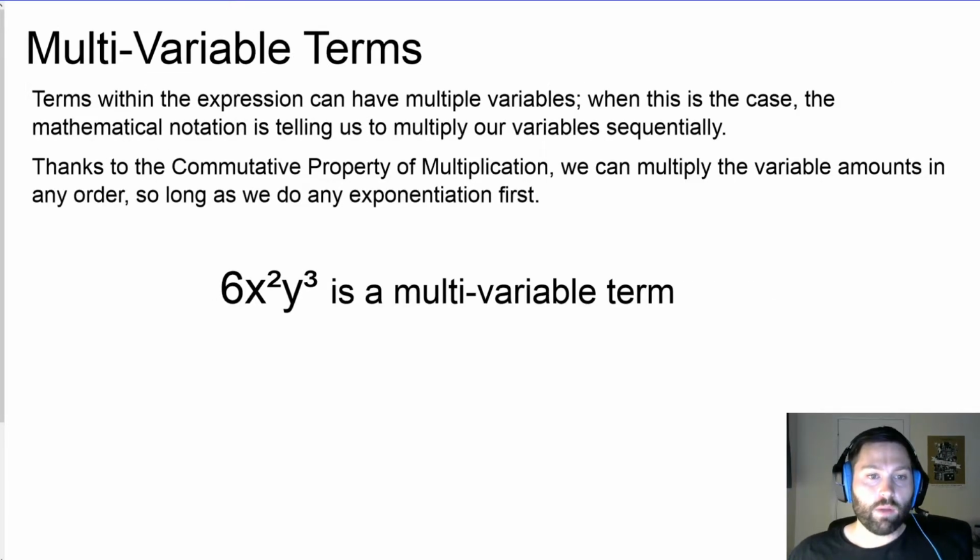So, multi-variable terms. Terms within the expression can have multiple variables. When this is the case, the mathematical notation is telling us to multiply our variables sequentially. So, thanks to the commutative property of multiplication, we can multiply the variable amounts in any order, so long as we do any exponentiation first. So, the example is 6x to the second, y to the third is a multi-variable term. And so long as I take x to the second power, and then take y and raise that to the third power, I can multiply them in any order, and it will always be correct.